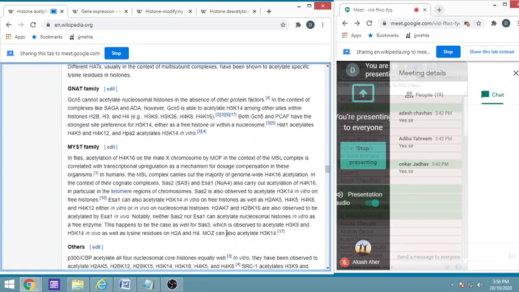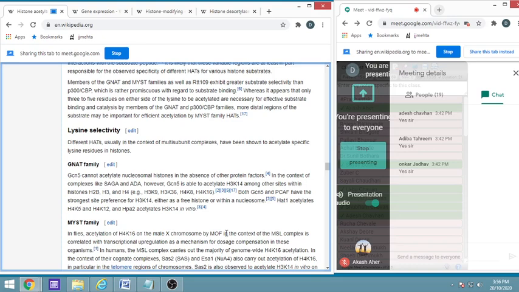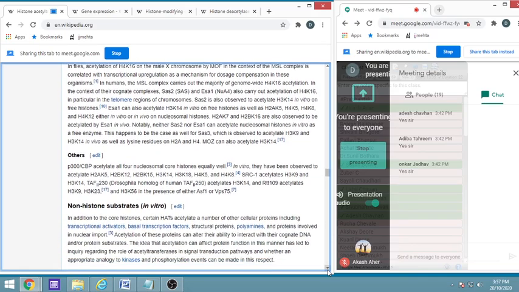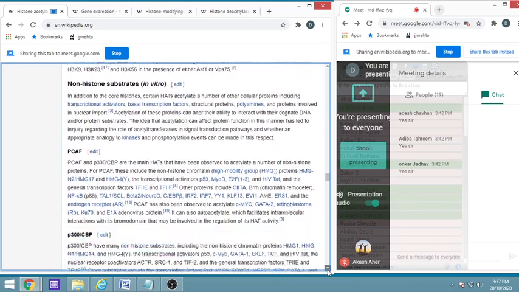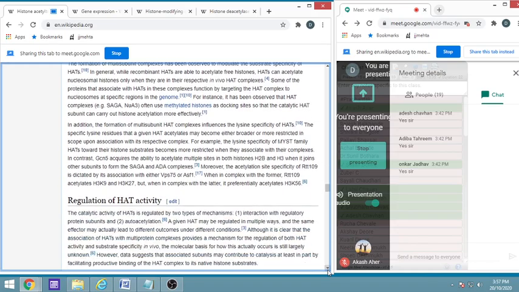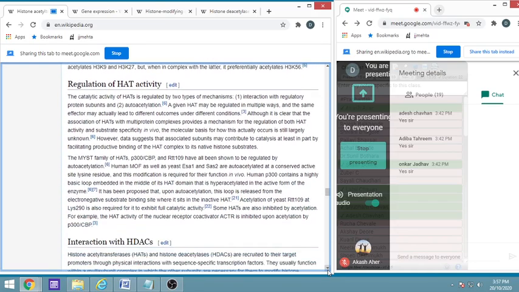These different agents have different kinds of lysine selectivity, and again it's not that important for us. At our level we are not going to be geneticists, and therefore we are not going to go into more details. Important is how this is regulated and what activities are happening. The catalytic activity of these is regulated by two important mechanisms. One is interaction with regulatory protein subunits, and the other is autoacetylation. These are two important activities.